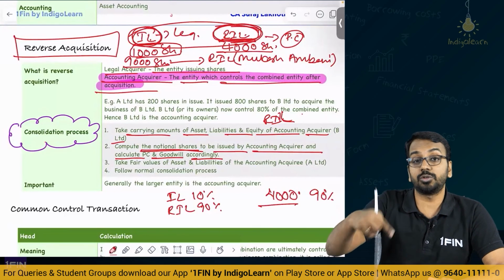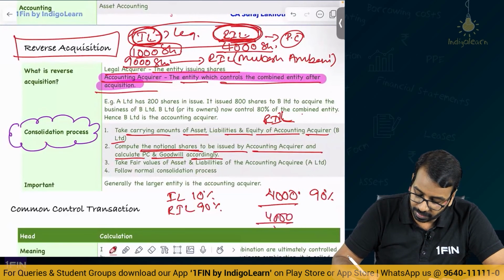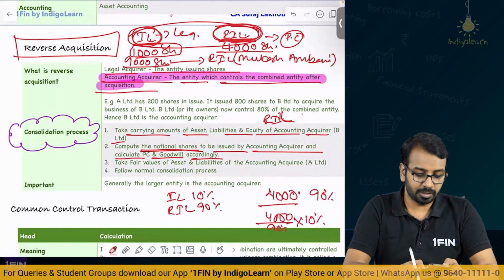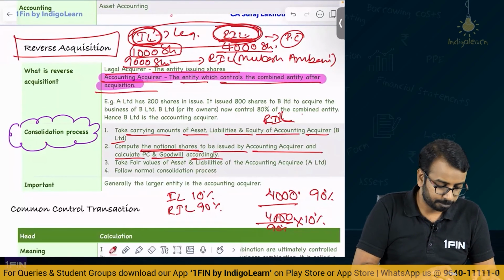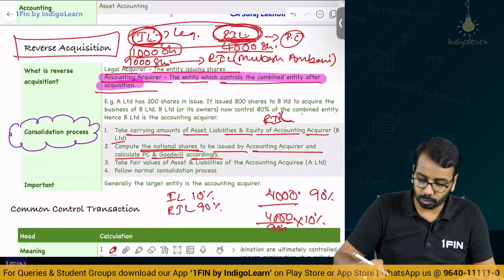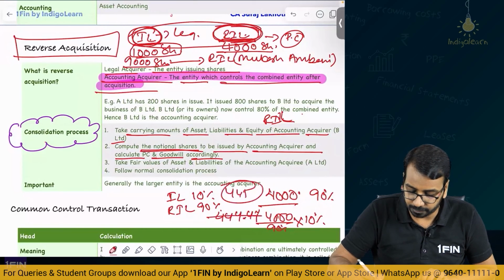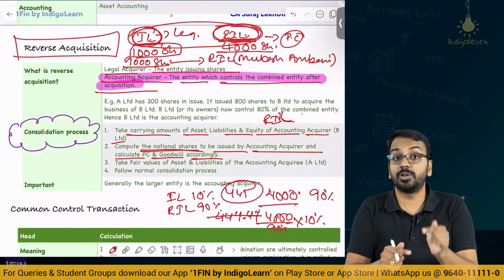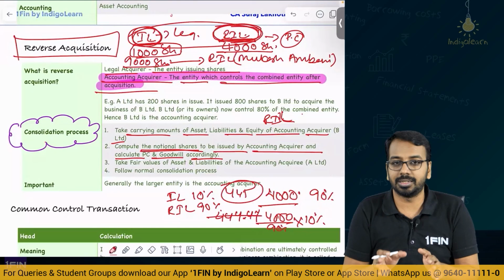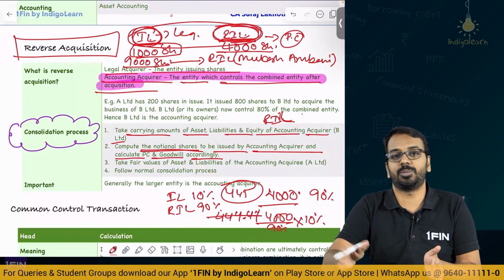So how many shares should they issue to IndigoLearn? We have to see 4000 divided by 90% into 10%. The number will come slightly odd. So 4000 divided by 90% multiplied by 10, if you do it, you get 444.44, or you can just round it up to 445 shares. 445 shares will be deemed to have been issued by Reliance Industries to IndigoLearn. Okay, and that is how the purchase consideration and everything will be calculated.